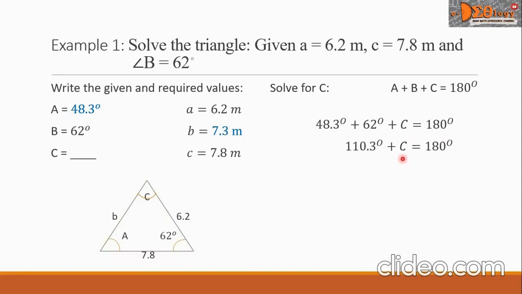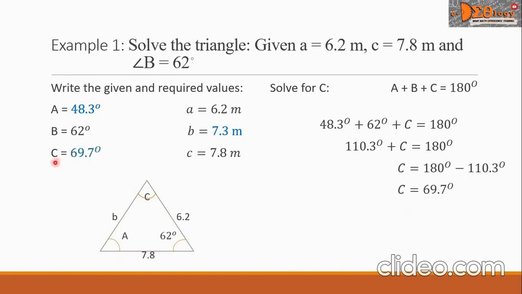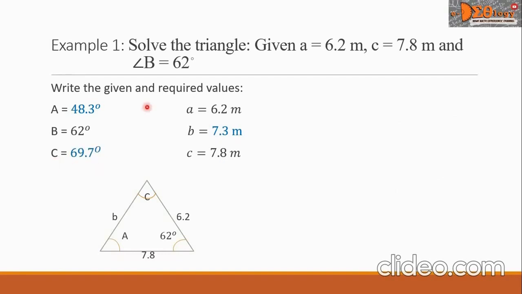Let us isolate C. We will transpose this value to the right side. Of course, the sign must be changed. From positive, it becomes negative. So we have 180 degrees minus 110.3 degrees. Getting the difference, the value of C equals 69.7 degrees. Let us copy this value opposite the angle C in here. We are now complete with the required values.